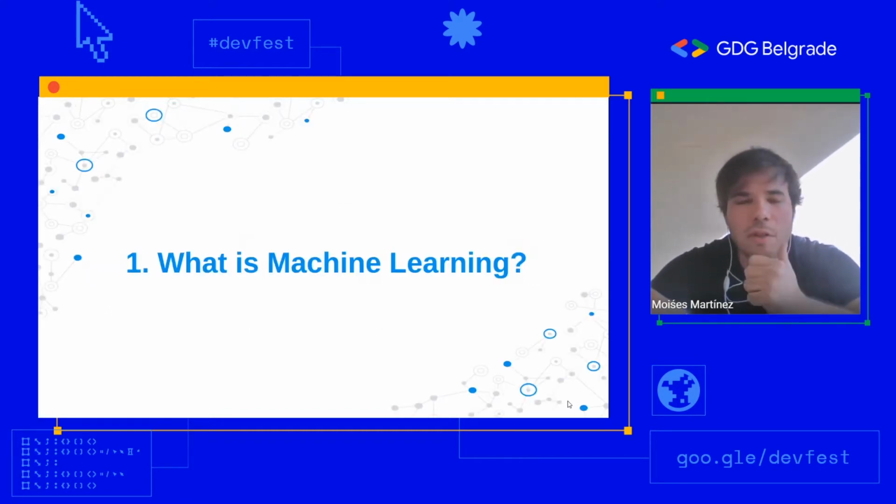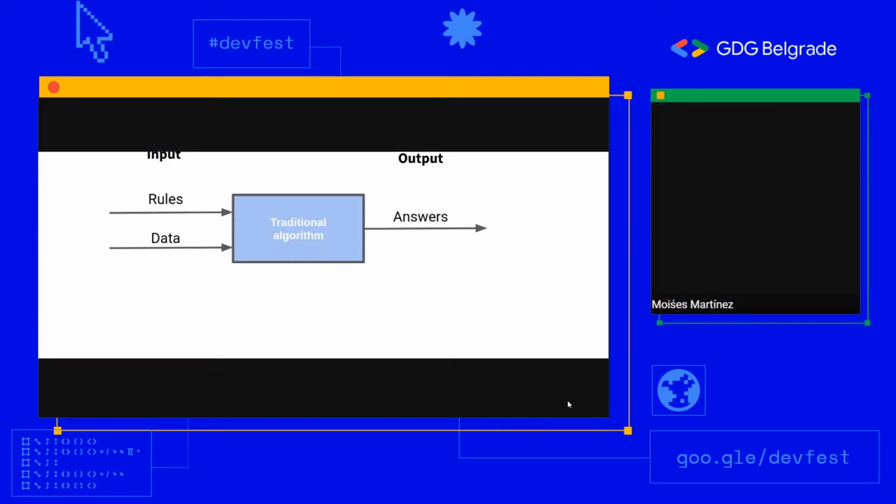But first, we have to do a really brief introduction to machine learning. What is machine learning? If we analyze how the programming systems we use work, we have the traditional algorithms, which have an input and an output. The input is usually the rules, that is the code we introduce in the algorithm, and the data, that is the information, not the parameters of the function or the program. Finally, when we execute this traditional algorithm using this input, we get an answer, which is the thing that we expected.